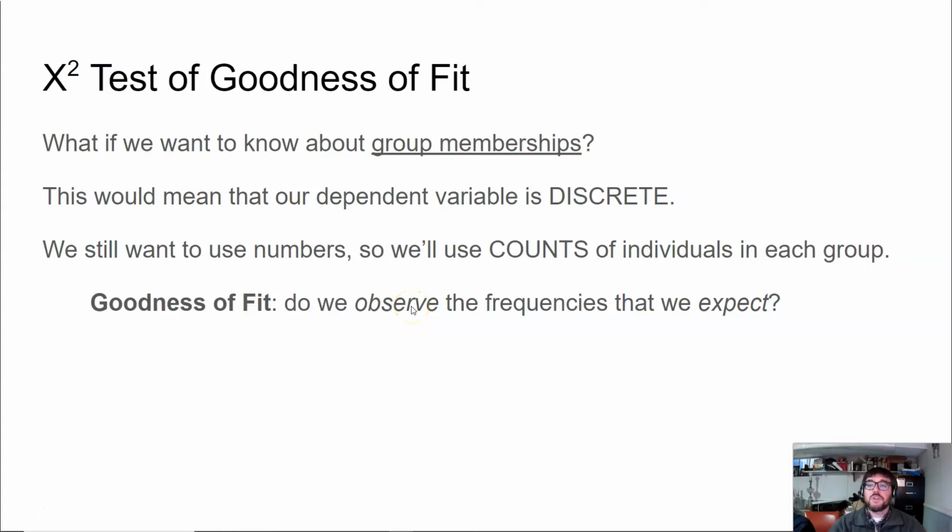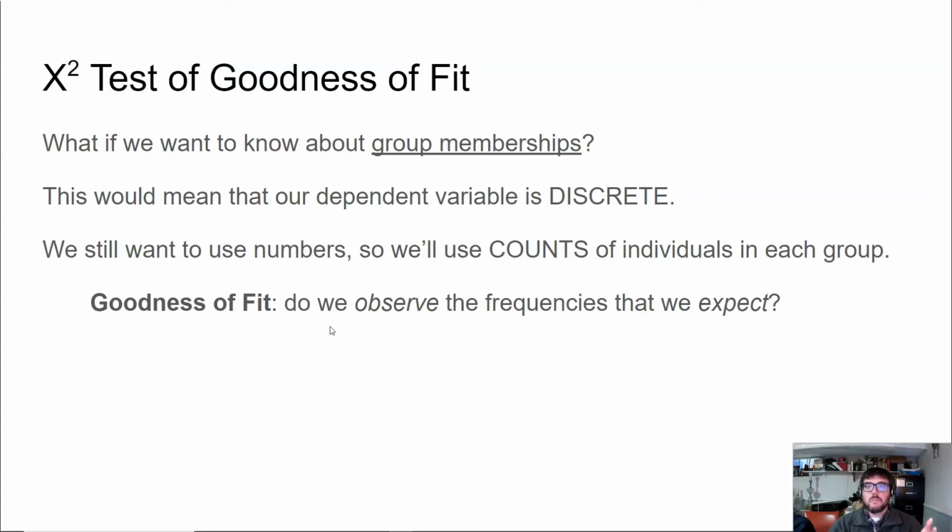The final test of goodness of fit uses a discrete response variable rather than a continuous response variable. So we want to know if the group memberships that we're observing match the group memberships that we expect. Each individual or item that we're observing in our sample gets classified into a group. Color, shape, what kind of iPhone they use, or whether they use an iPhone or not. But it's a discrete variable. It's a category or a group membership.